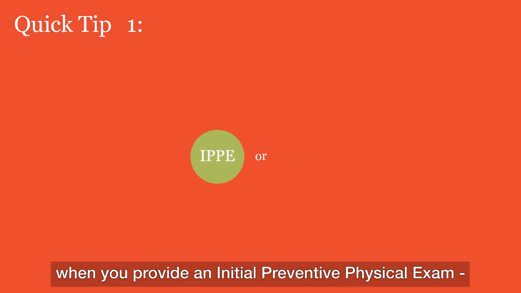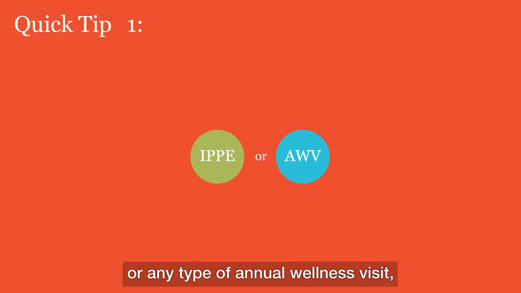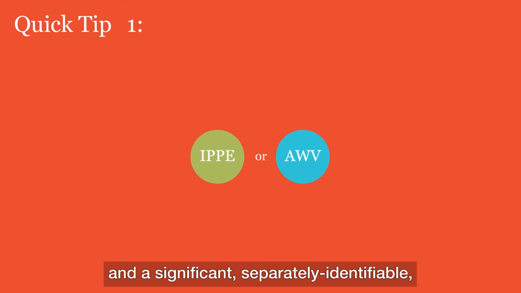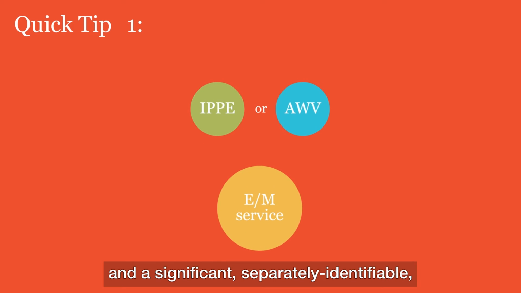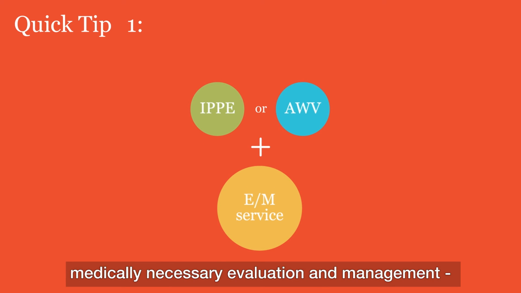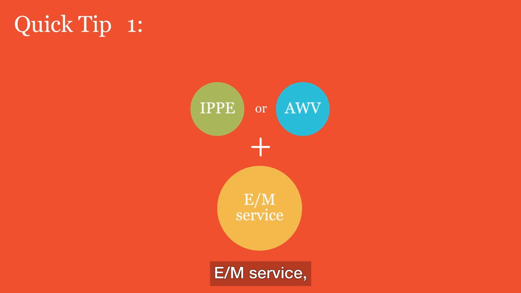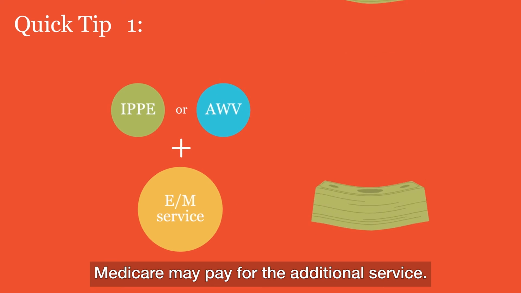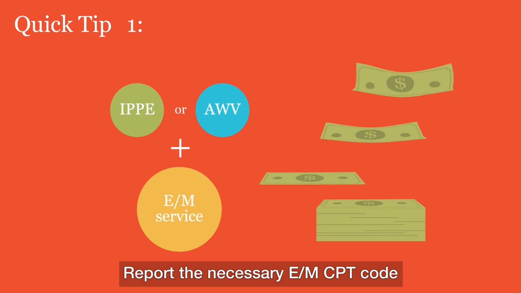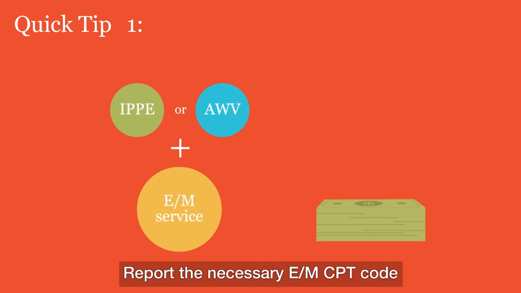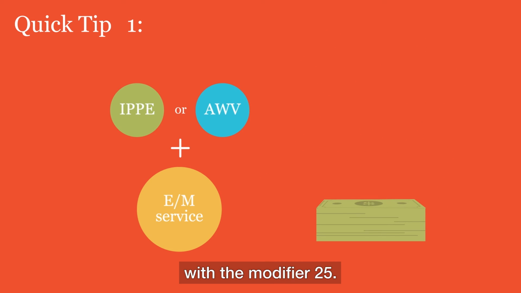Quick tip 1. When you provide an initial preventive physical exam or any type of annual wellness visit and a significant, separately identifiable, medically necessary evaluation and management (E&M) service, Medicare may pay for the additional service. Report the necessary E&M CPT code with the modifier 25.